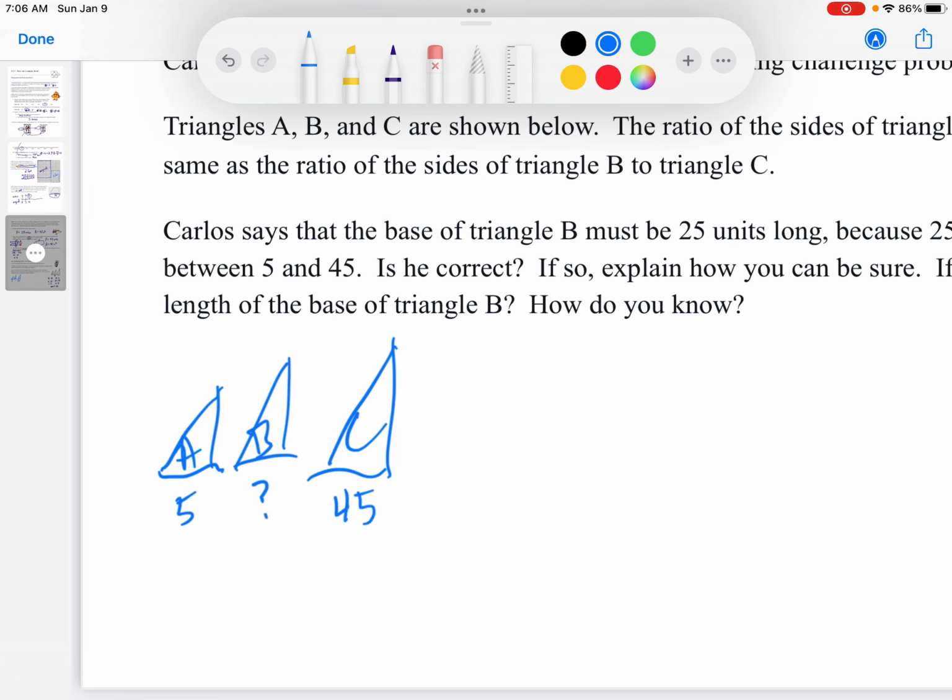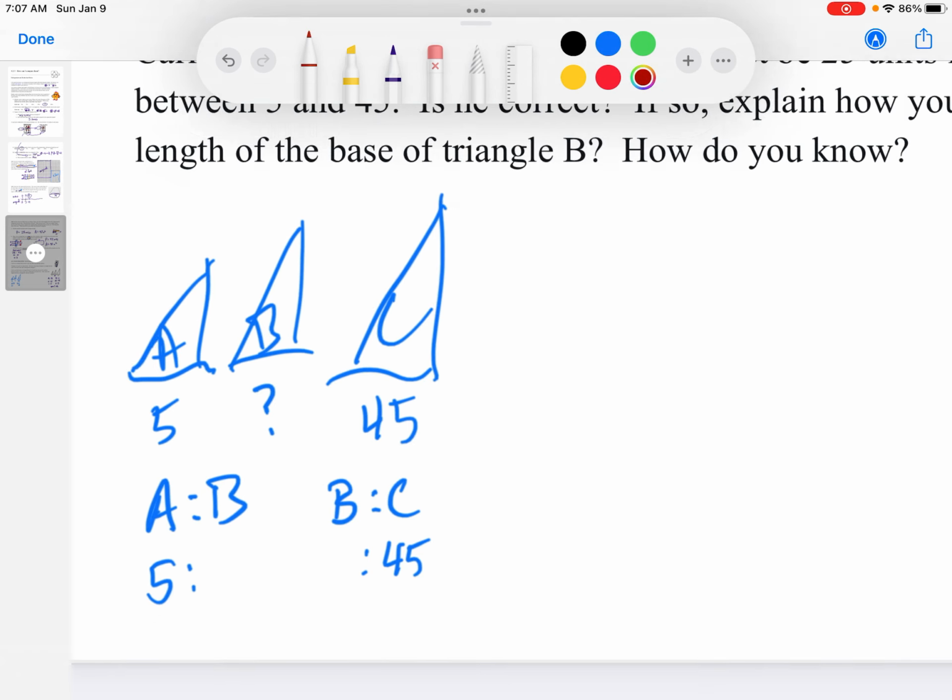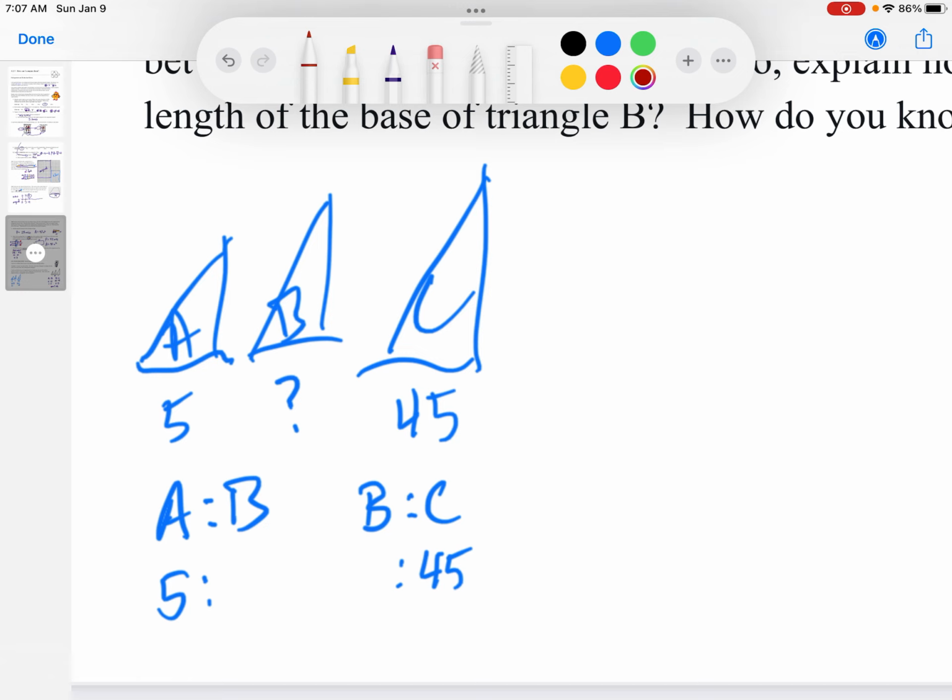So what I need to think about is, if I think about a ratio, I need my A to B, or 5 to some number, to be the same ratio as B to C, which would be something to 45, right? In this case, you can do it with some multiplication and division, but even just a guess can sometimes work. So let's try some different numbers in here and see if we can figure out what that would be. All right, let's try 10.